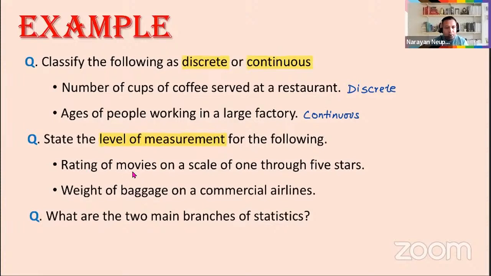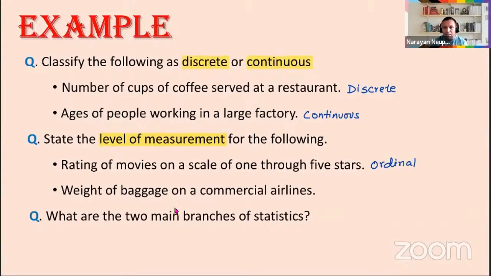The first one here is the rating of movies on a scale of 1 through 5. When we talk about the rating of the movies on a scale of 1 through 5, here we are ordering the movies from the lowest to the highest in terms of how good they are. So that means we are ordering them here. So this is the example of ordinal. Next one, weight of baggage on a commercial airlines.